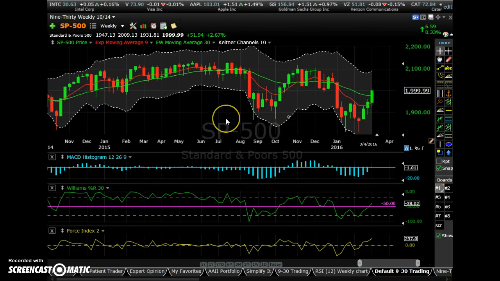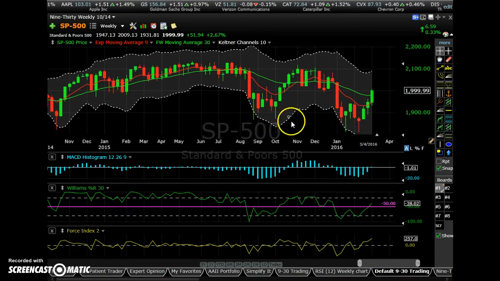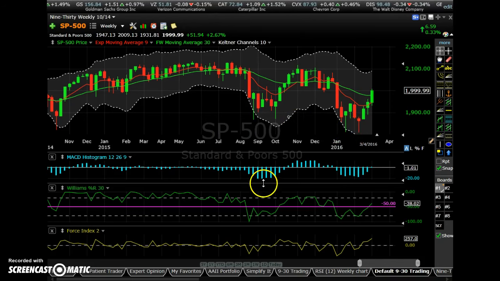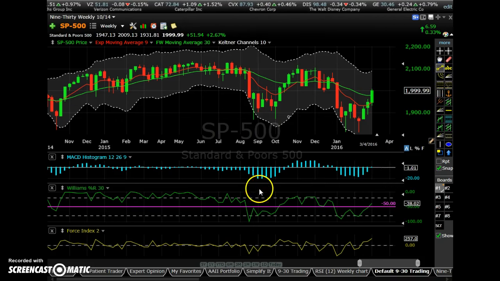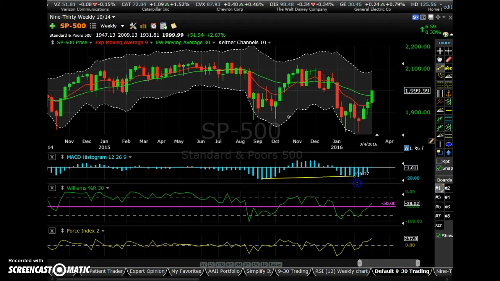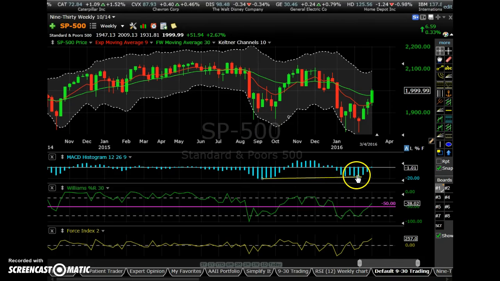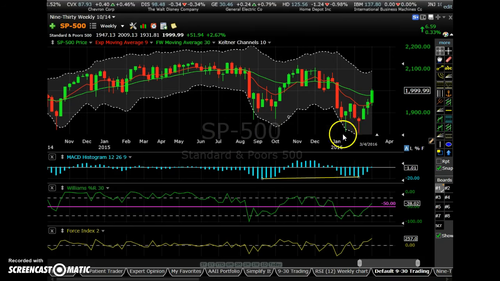Now on the weekly chart of the S&P 500, we had the double bottom here. We might even consider this somewhat of a double bottom here and here. However, we have a bit of a divergence. Let me draw a line in here. We have a bit of a divergence of MACD. It's not very much of a divergence, but it does slant up, whereas we had this double bottom here.